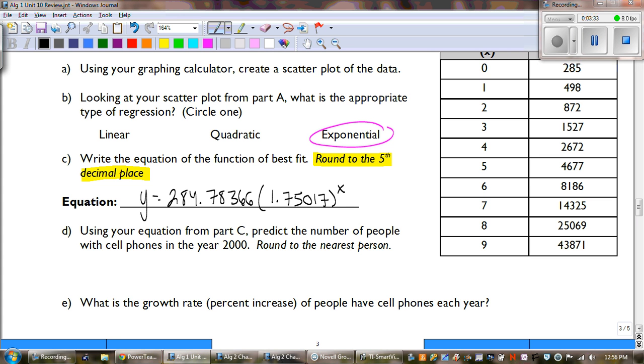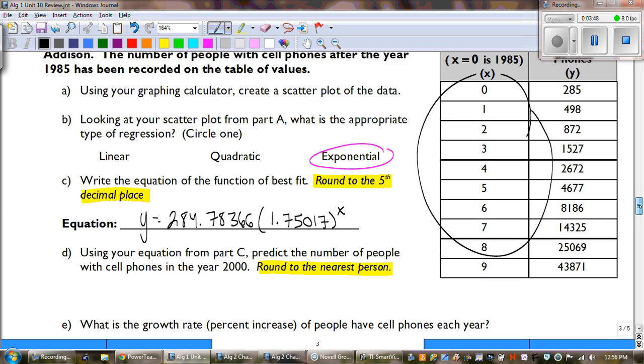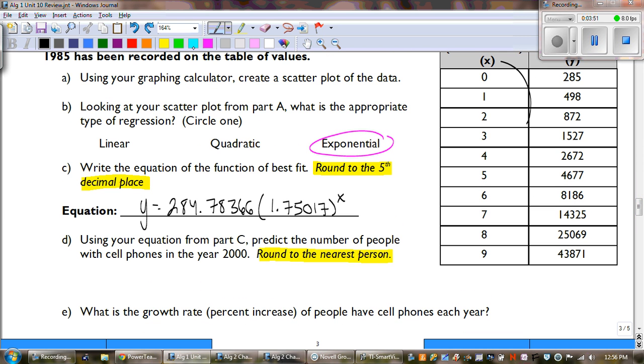All right. So it says to use the equation from part C to predict the number of people with cell phones in the year 2000. Round to the nearest person. Once again, that's saying you can't have half a person. But for the year 2000, if we look over here, those aren't years, those are numbers. They're years from 1985, which means we have to subtract 1985 from 2000. And we get 15. Okay?